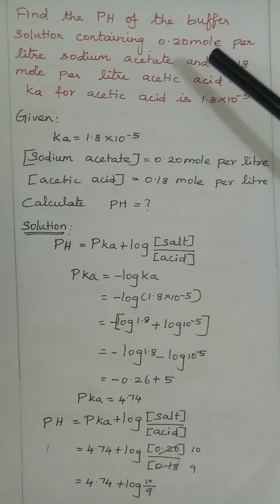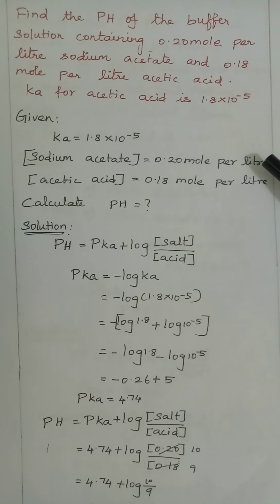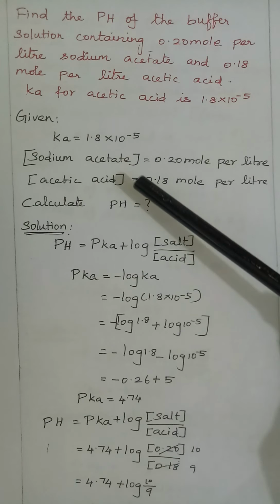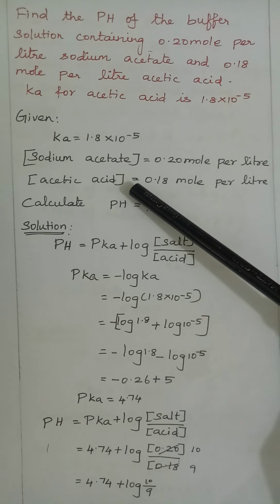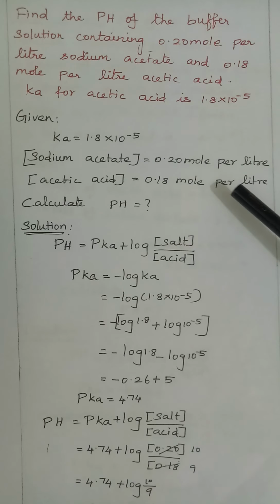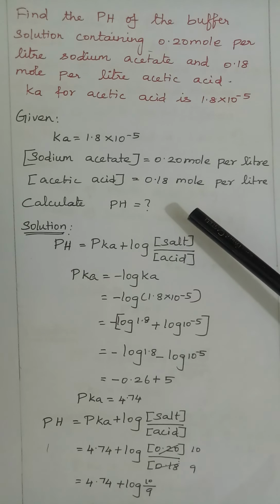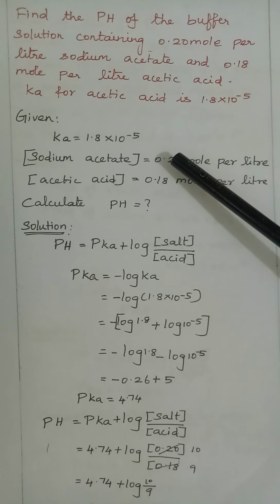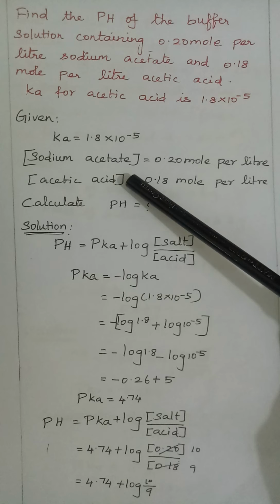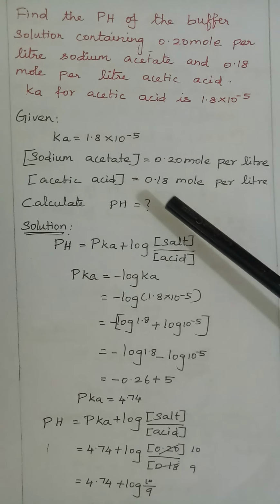Then the concentration of sodium acetate, which is a salt, is 0.20 mole per liter. The concentration of the acid, acetic acid, is 0.18 mole per liter. Calculate the pH. Salt concentration is given, acid concentration is given, and the dissociation constant is also given.